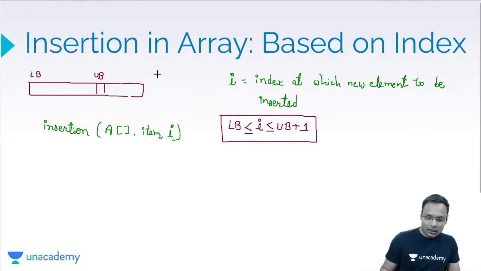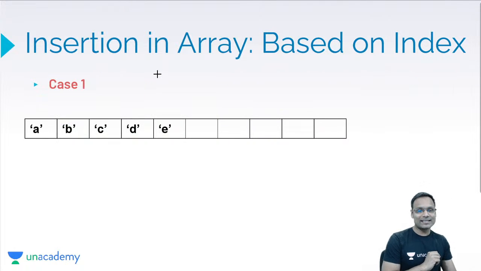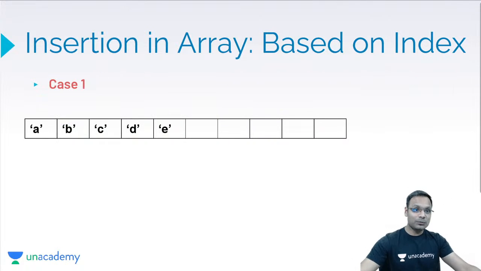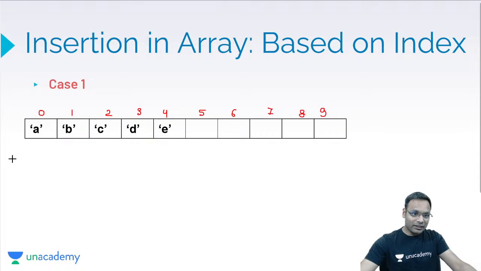Fine. Now let's see different cases. Case number 1. You will understand using these different cases how exactly insertion happens. Right now these are the elements, and these are the indexes in my array. Lower bound is at index 0, upper bound is at index 4. Total number of elements right now is 5.